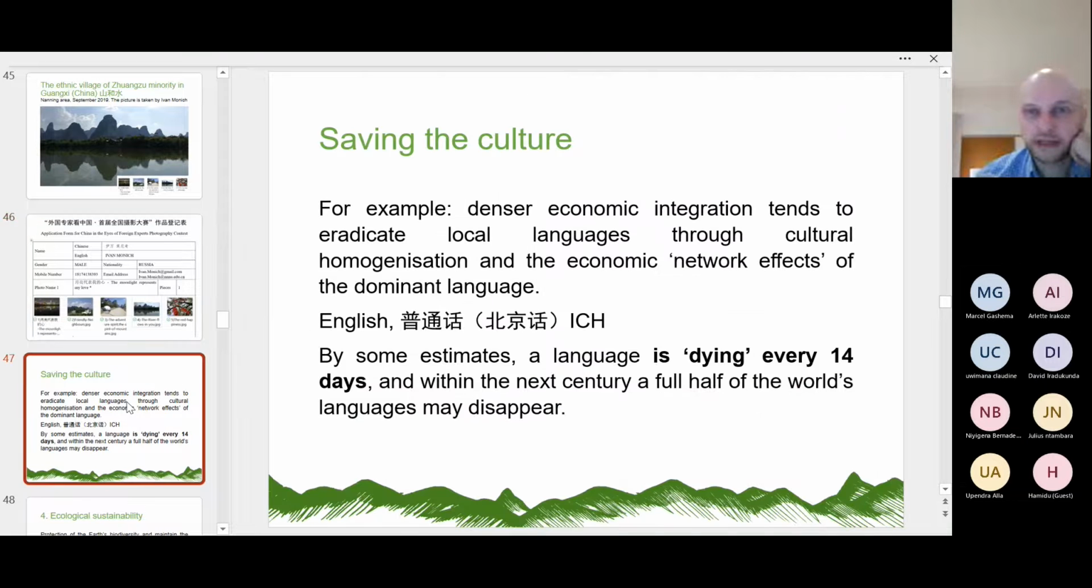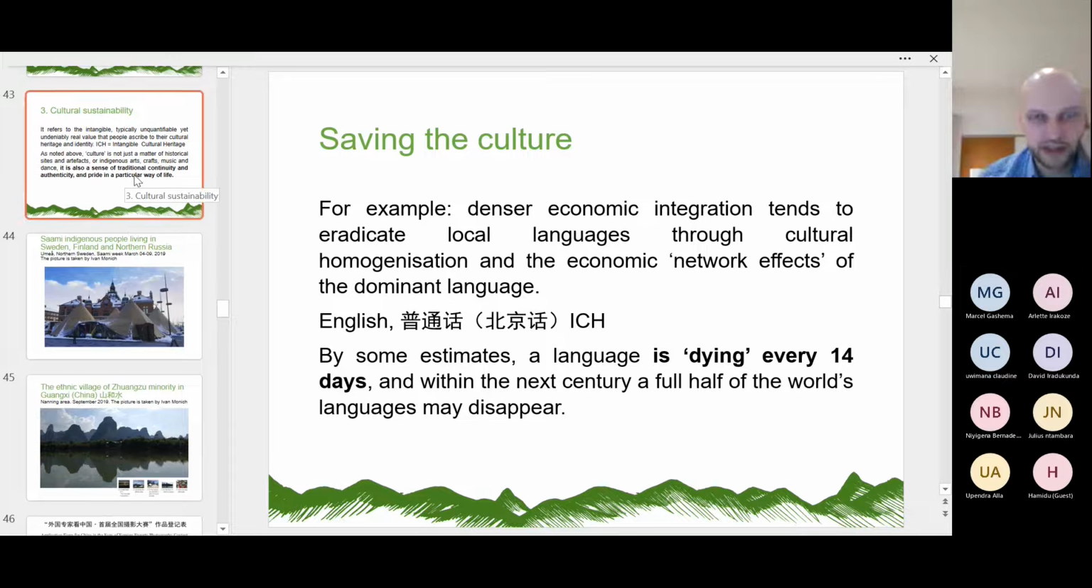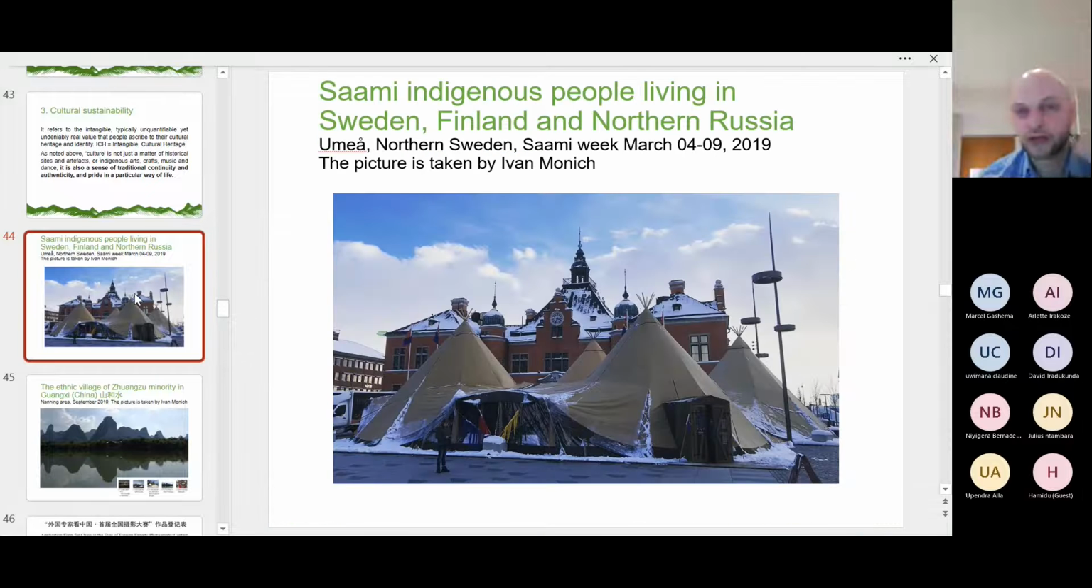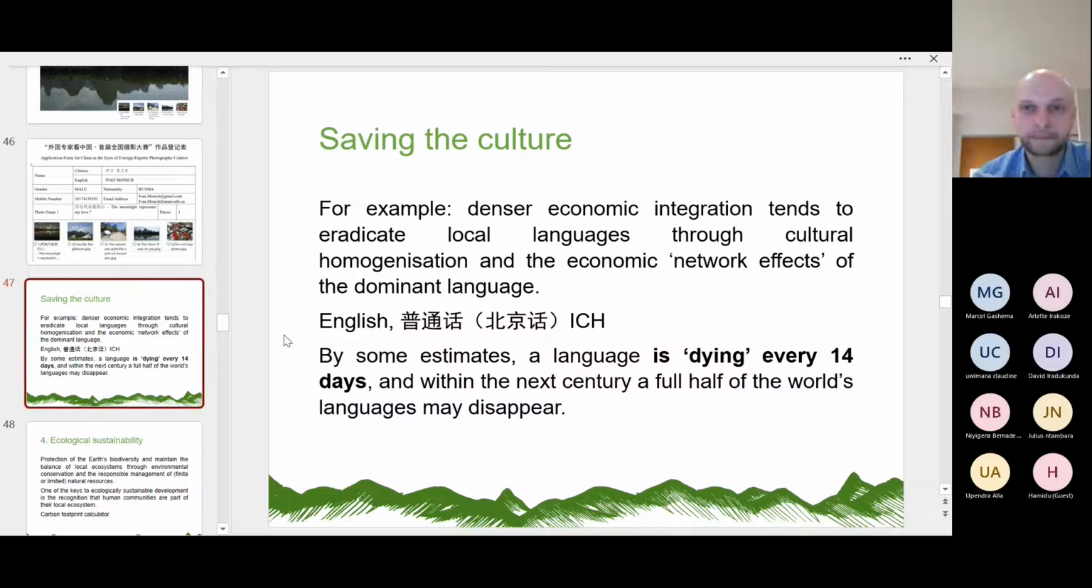Okay, and the last one is the culture. No, it is continuation, right? So we talk about cultural sustainability. The first one is traditions and customs of the locals, from the indigenous people, European Sami, Asian Zhuangzu, and also sustainable tourism and cultural sustainability is about saving the languages.